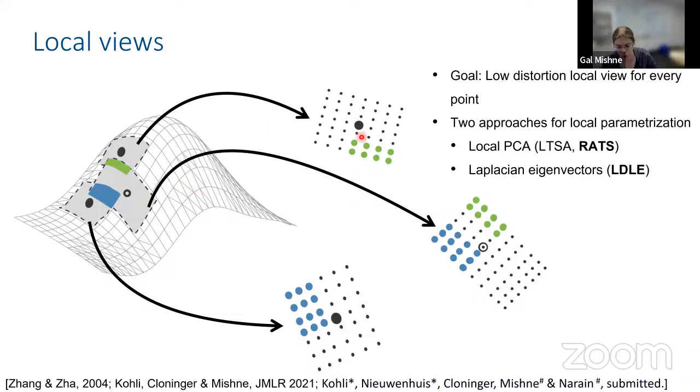And we can do this in two ways. We can either use PCA locally within this neighborhood, or kernel PCA if we want to use a non-Euclidean metric. Or, as I'll discuss in the next few slides, we can also take the Laplacian eigenvectors in order to define locally a low distortion parameterization of our local neighborhood.